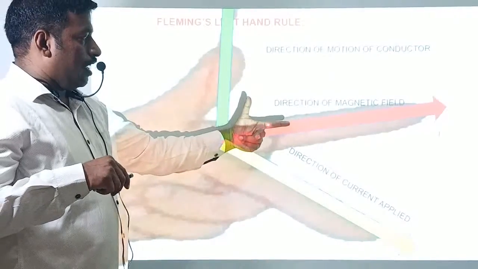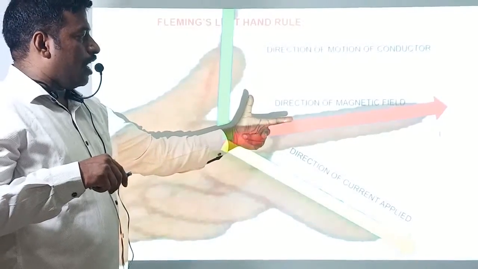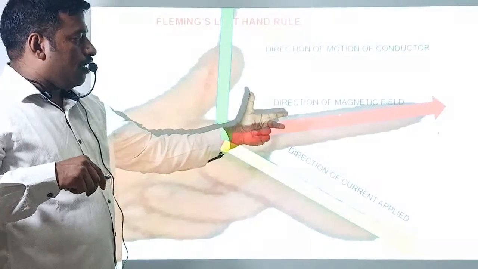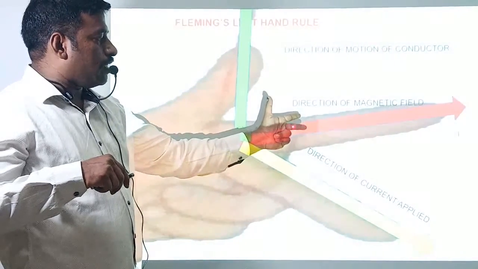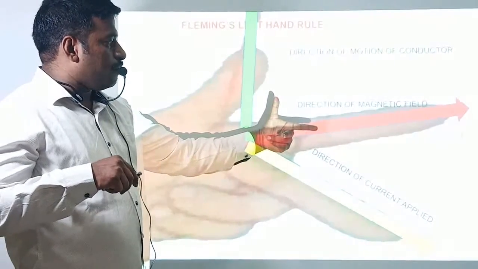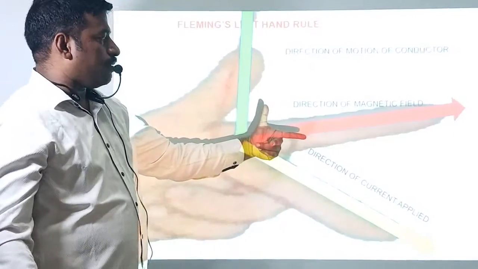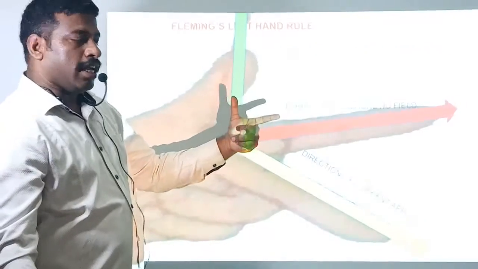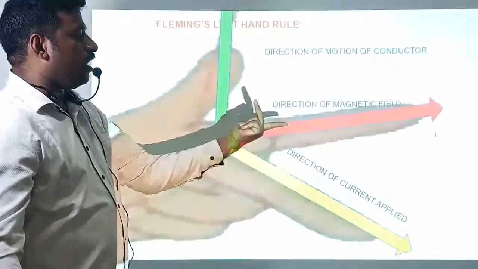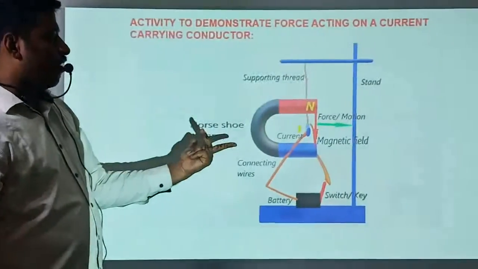Means here the index finger represents the direction of magnetic field applied, and the central finger or the middle finger represents the direction of current flowing through the conductor. Then the thumb shows the direction of force experienced by the conductor. Hence we have seen that whenever I change the direction of magnetic field or current, we have found that the motion of the conductor was different.